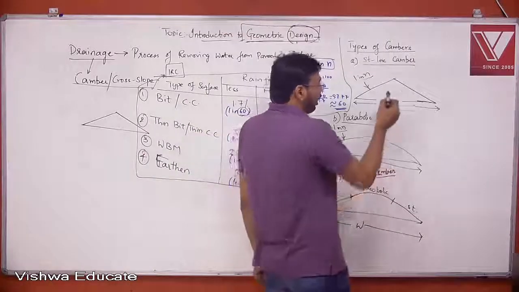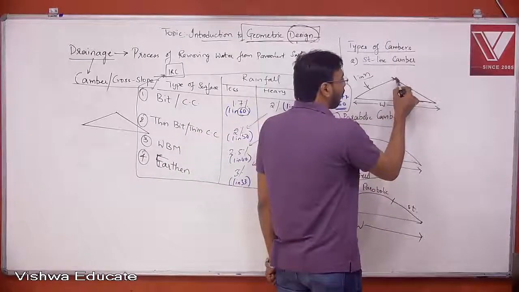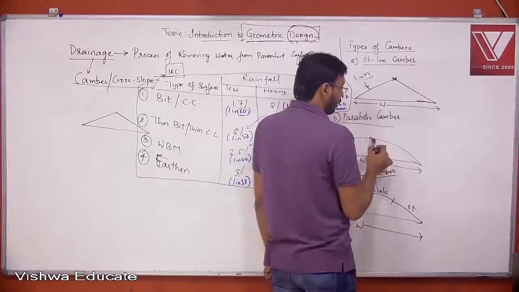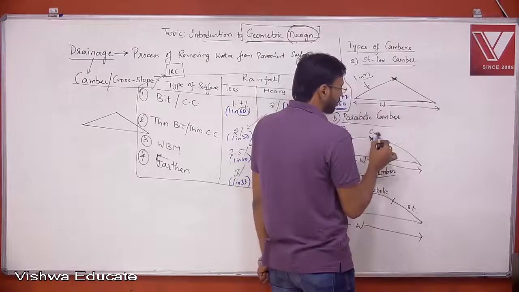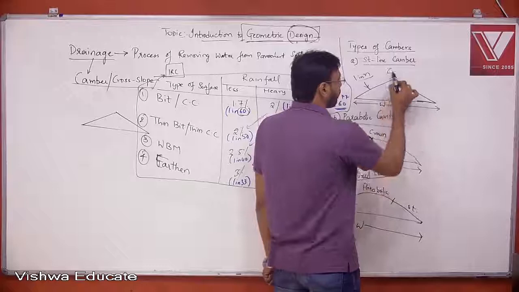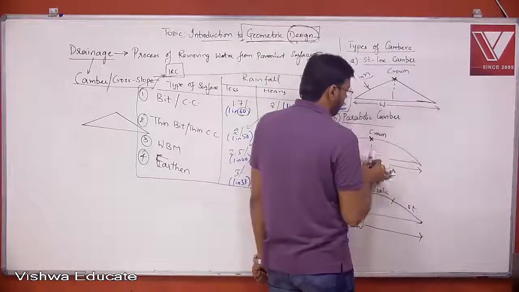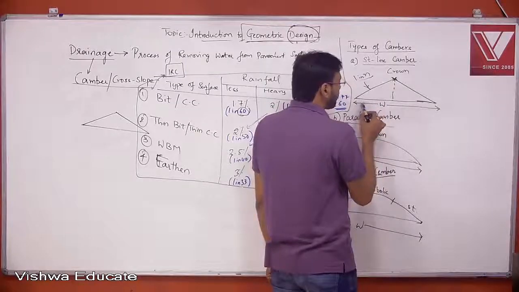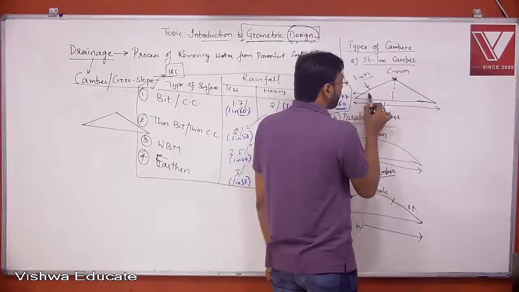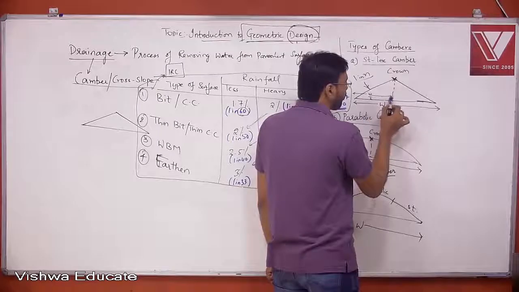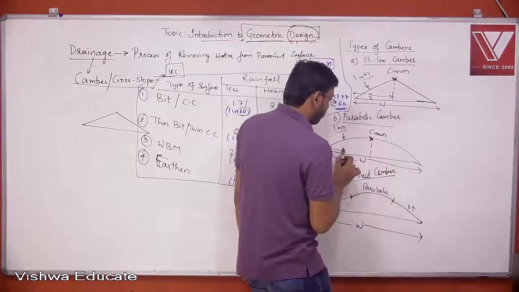Now, this is the point of highest elevation. Generally, the highest point is called the crown. And the crown will be at a distance of W by 2. Similarly, W by 2.